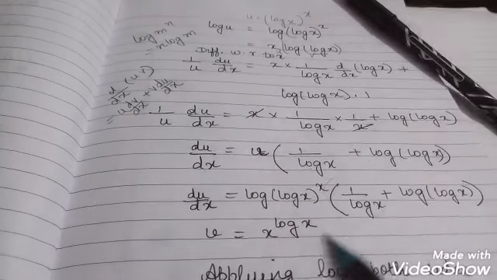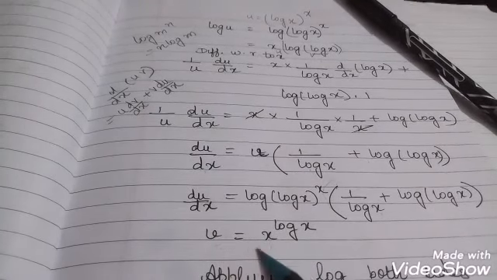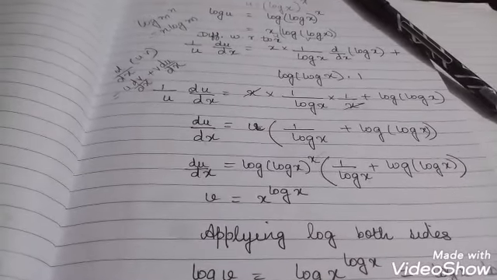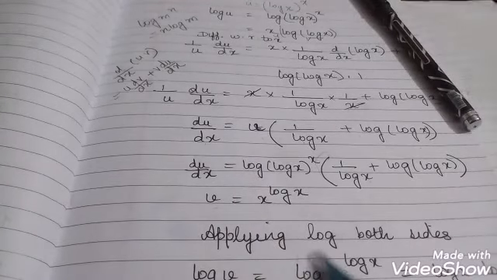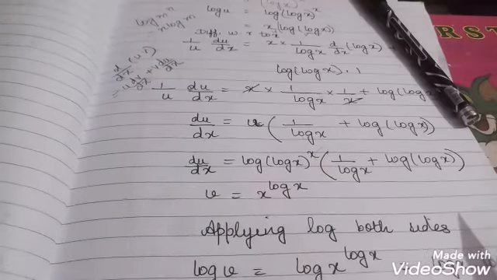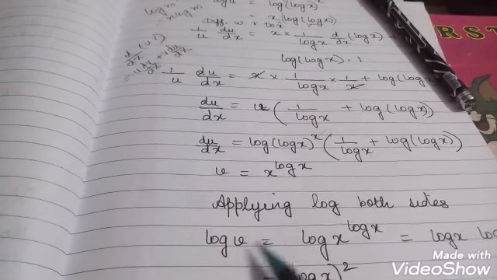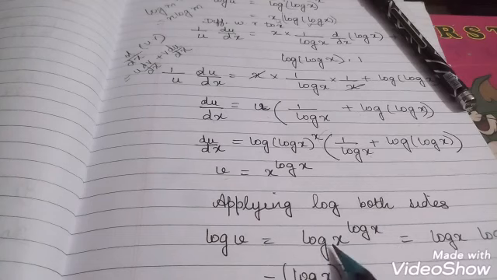You need to find out what is differentiation of v here. So what is your v? v is equal to x power log x you get. So here v is equal to x power log x. What will you do here? Applying log both sides. So when I apply log both sides, we'll see what you have here. It is log v equal to log x power log x. This is what you get here.